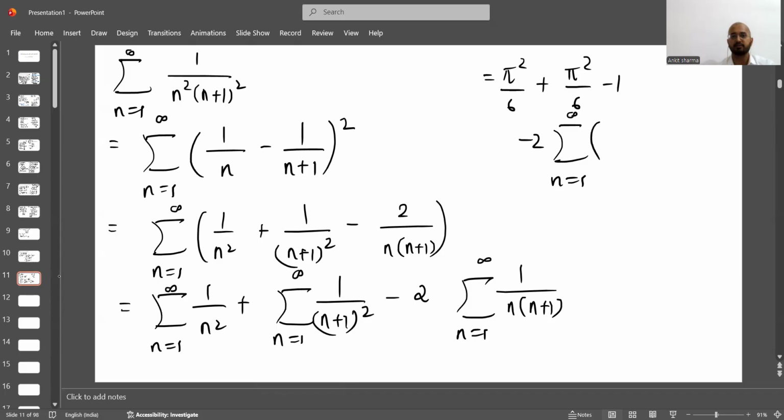We can factorize it. So I'll be having 1 over n minus 1 over n plus 1. And then we can apply telescoping. So the telescoping sum will be simply what? 1 over n minus 1 over n plus 1. So the series would go on.